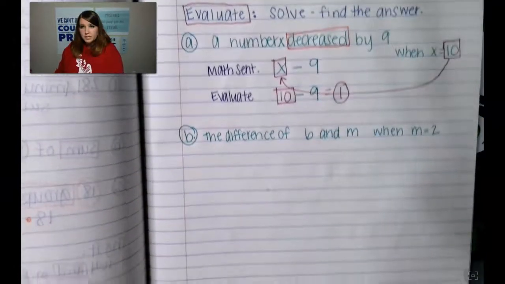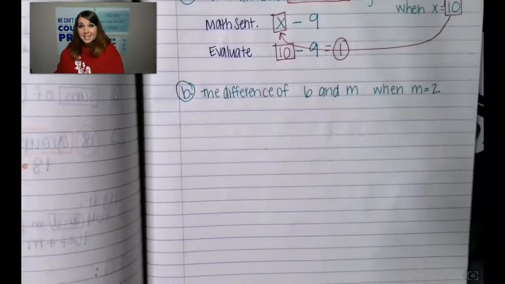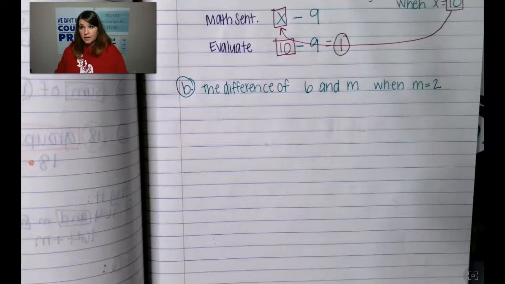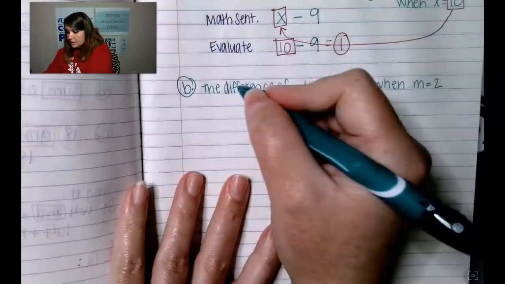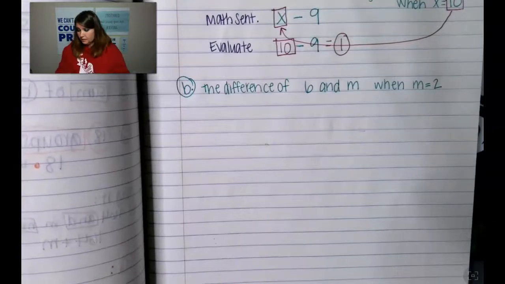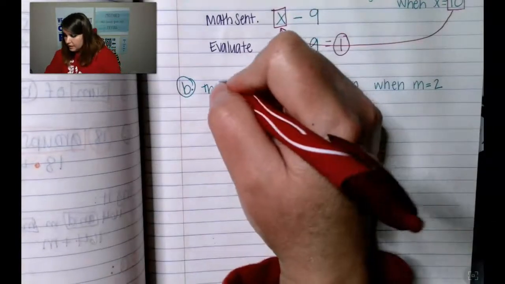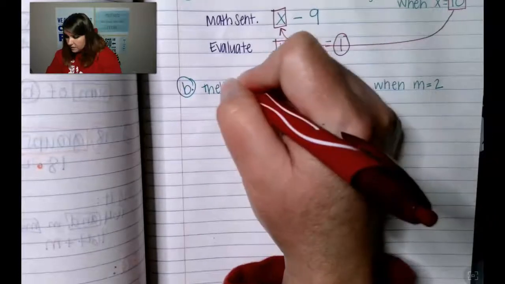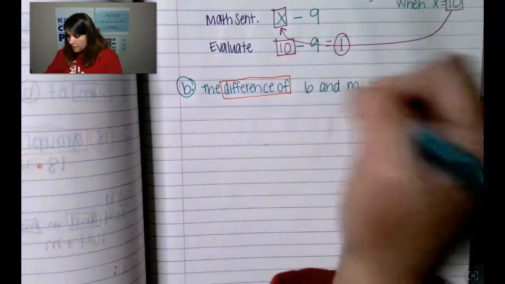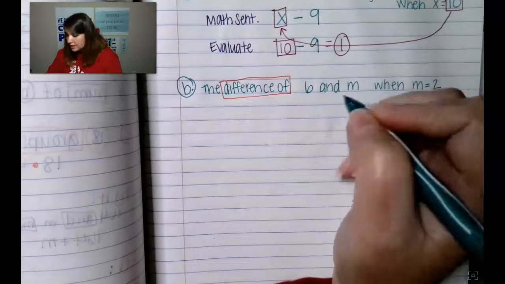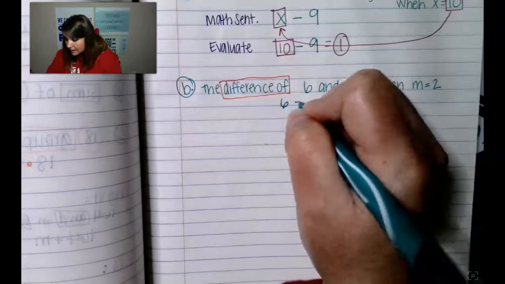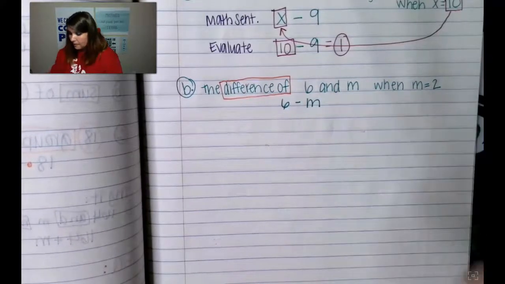Our first step is to write a math sentence. Difference tells us our clue word. Our clue word, difference of, means to subtract. The difference of 6 and m, there's nothing tricky going on here. We are just going to subtract: 6 minus m.